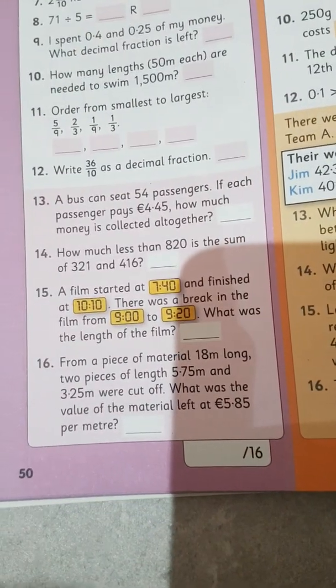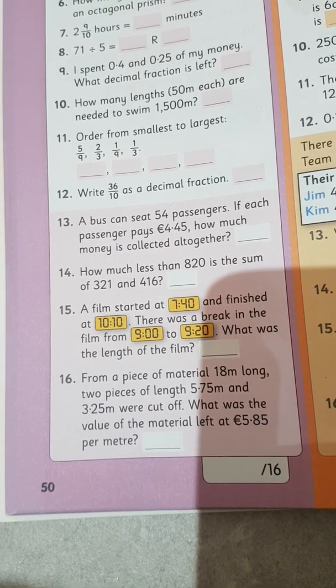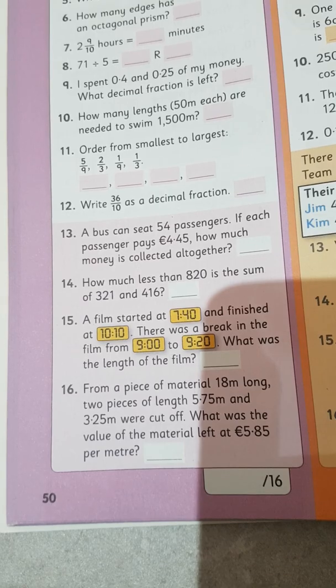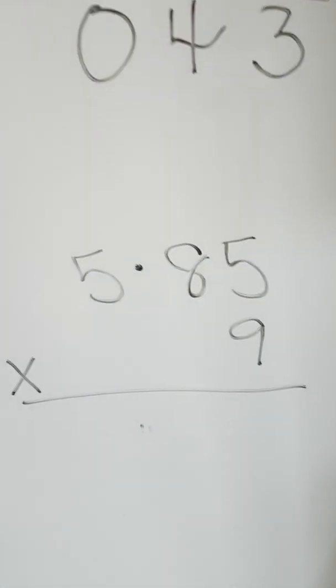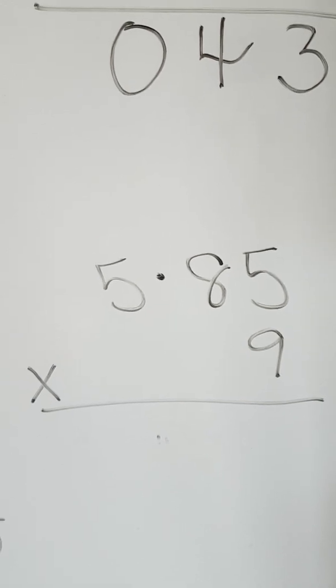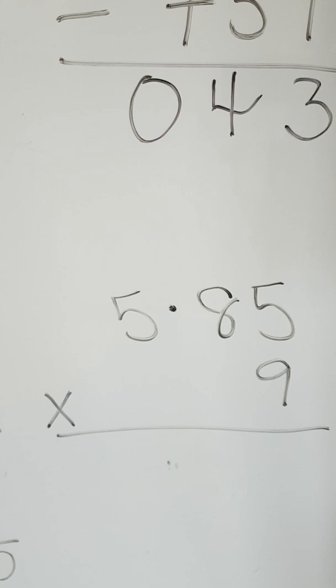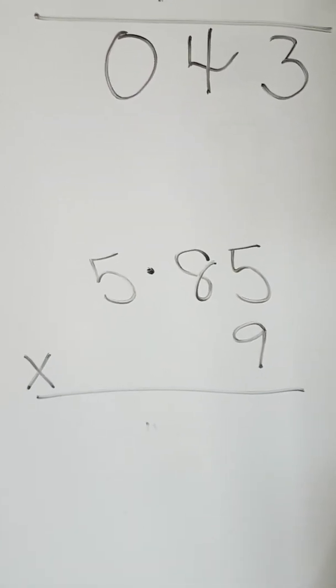And the second part of the sum said, what was the value of the material left at €5.85 per meter? So we're going to do 5.85 now times 9 to see what the value is. So I can just write by 9 like this because remember it's 5.85 per meter and I have 9 meters, so I don't need to go writing 9.00 or anything like that, just 9 on its own is perfect.